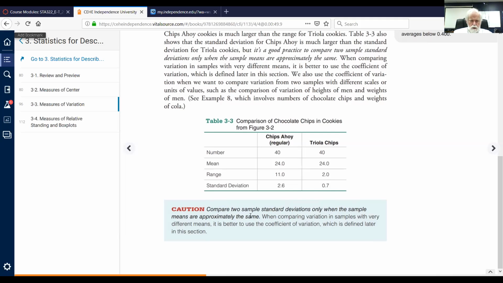So when comparing standard deviations when the sample means are approximately the same, the standard deviations can be compared. What we're saying is that Triola, at least fictionally, has a much more rigorous quality control system that will give him very much the same chips to his cookies than Chips Ahoy does. We'll get to something called the coefficient of variation in a bit.